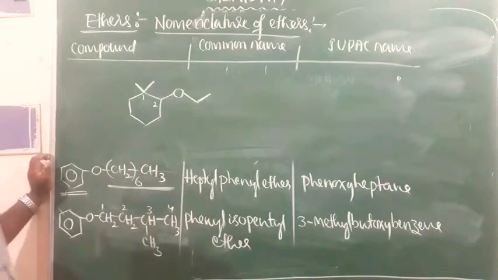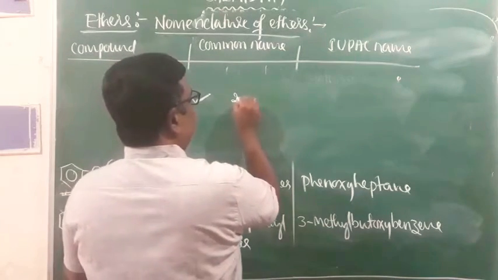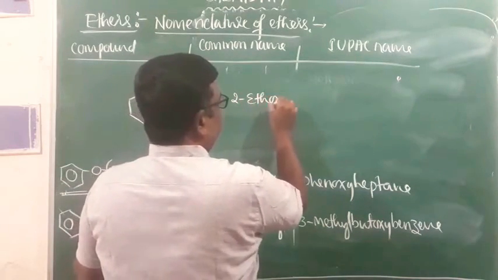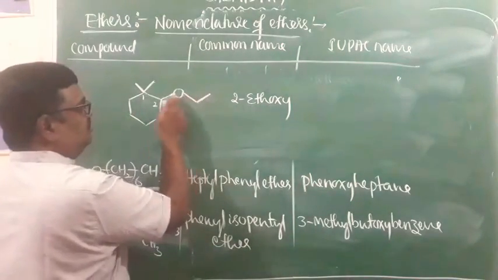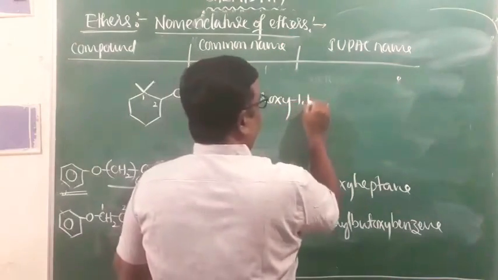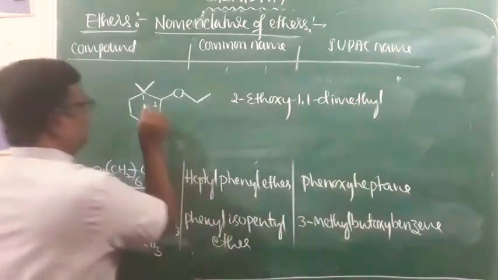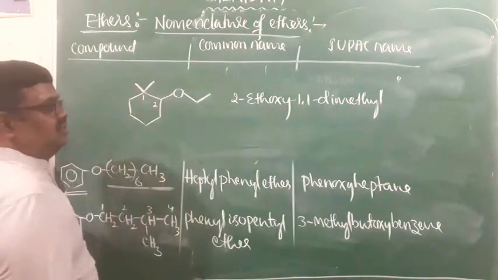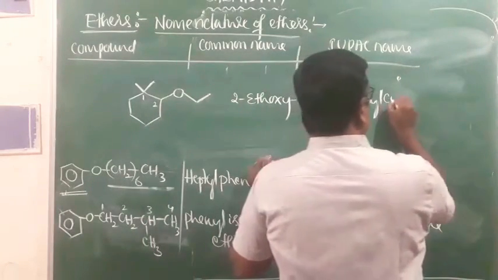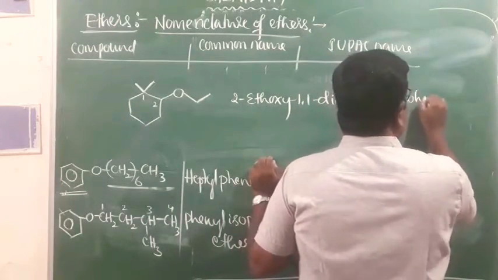Therefore, it will be named as 2-ethoxy. IUPAC name I am writing. This is 2-ethoxy, 1,1-dimethyl, dimethyl because at the first position we got 2 methyl groups, and then it is cyclohexane.